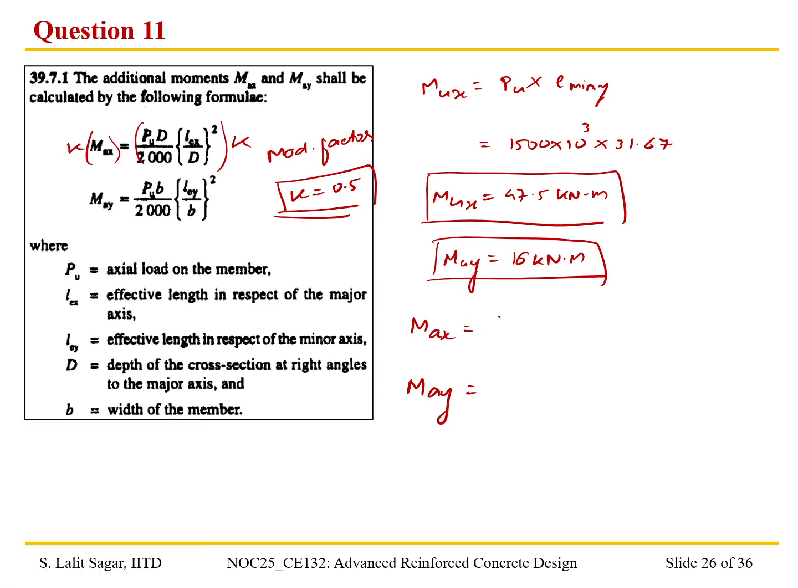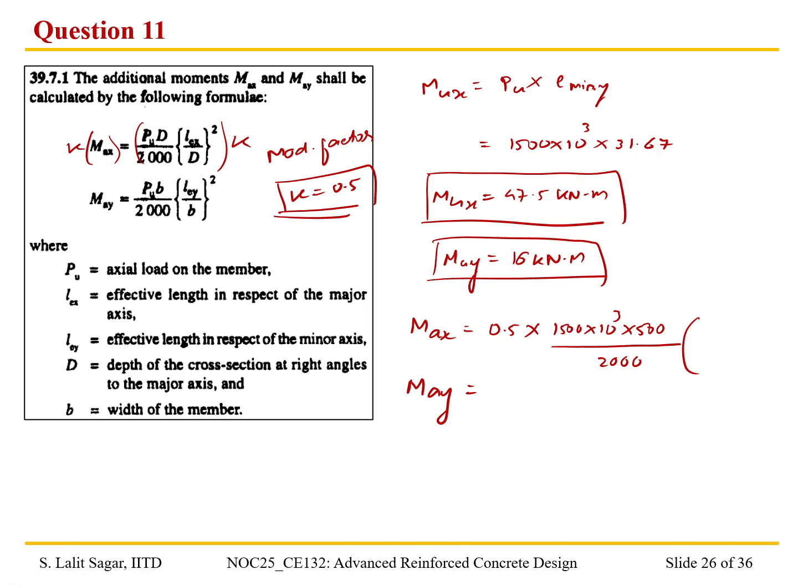That is 0.5 into Pu is 1500 into 10 to the power 3, into D is 500, divided by 2000. Okay, and Lex we have, so we can use the slenderness ratio values straight away over here.